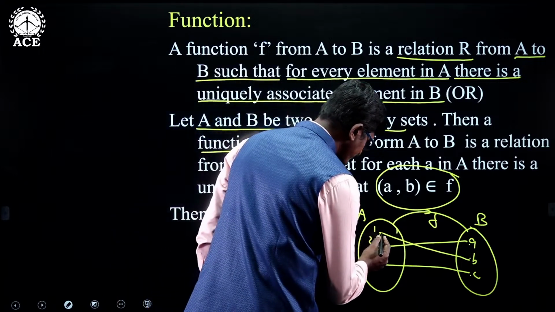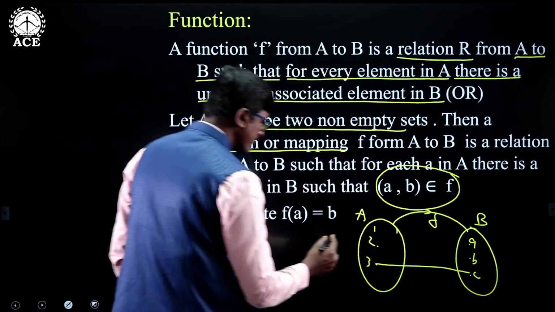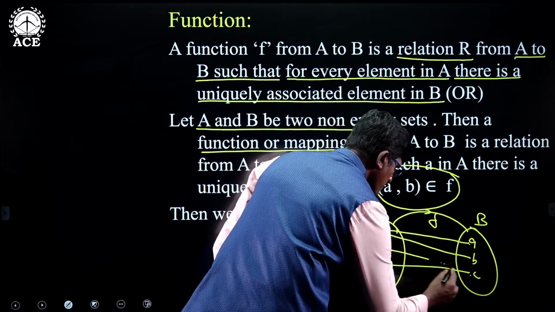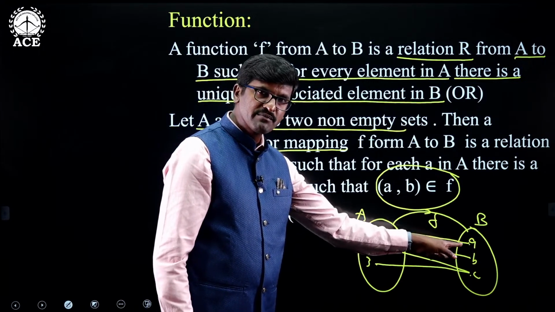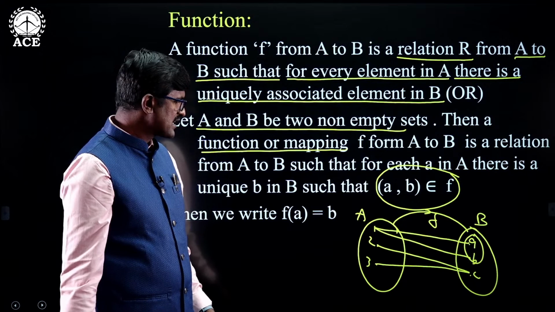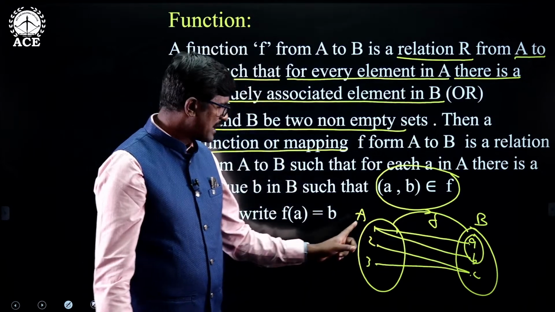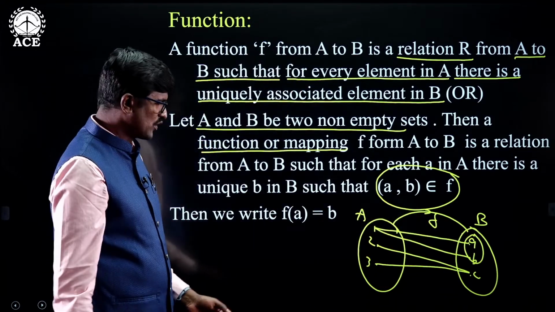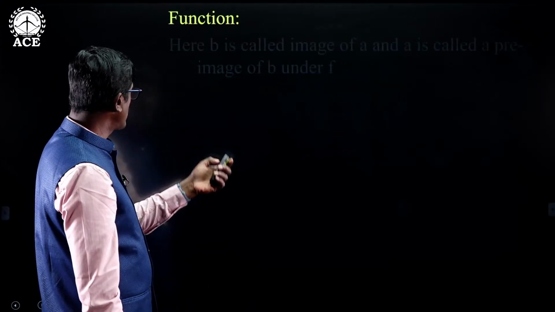Now if you map like this, now also this is not a function. The reason is that the element 1 has two elements in B. That means 1 is mapped to two different elements. According to the definition of a function, for every element in A, there must be a uniquely associated mapping. But the element 1 is mapped to two different elements. Therefore, this is not a function. So, if for every element in A there is a uniquely associated element in B, then it is called a function.